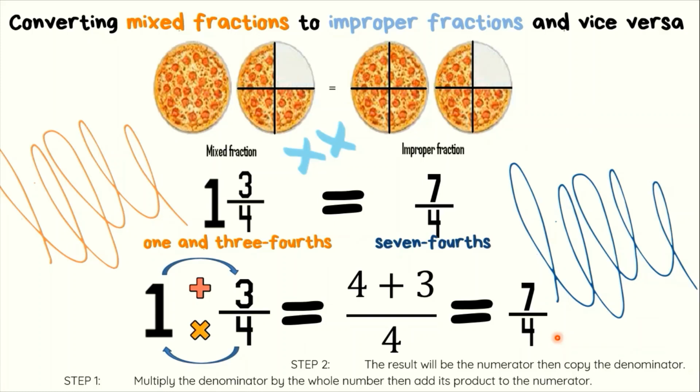Kaya naging 7/4. So mapapansin natin, ang mixed fraction natin na 1 and 3/4 ay talaga namang equal sa ating improper fraction which is 7/4. This is the way of converting mixed fractions to improper fractions.